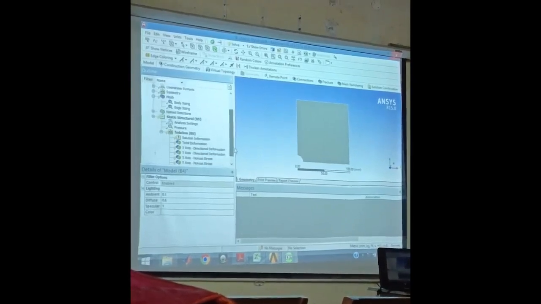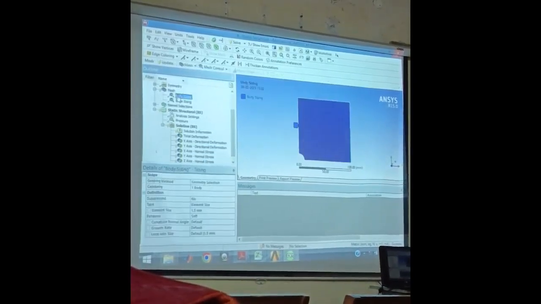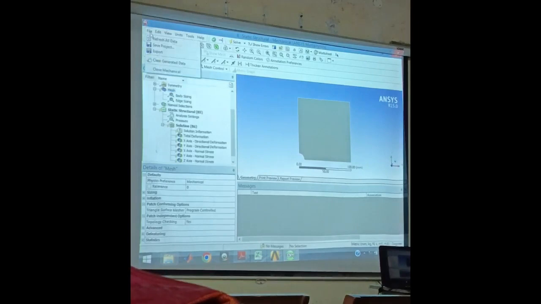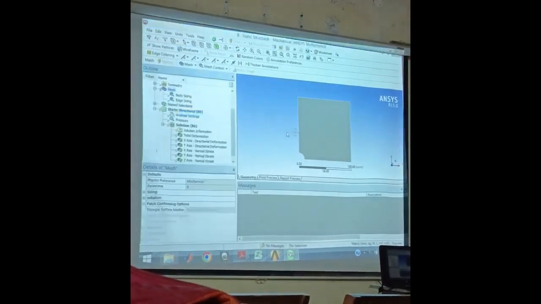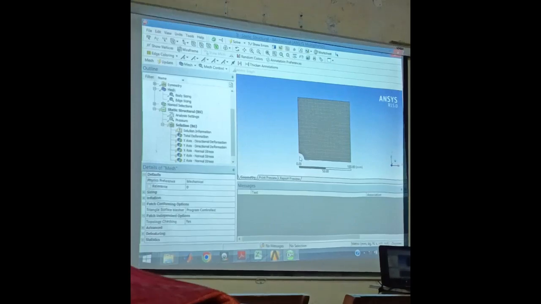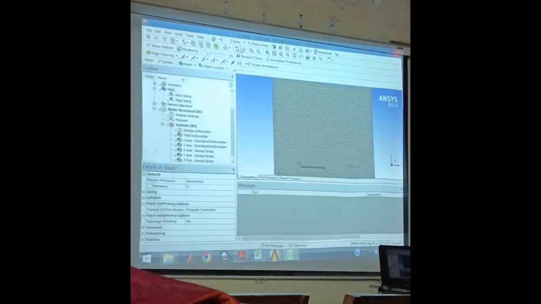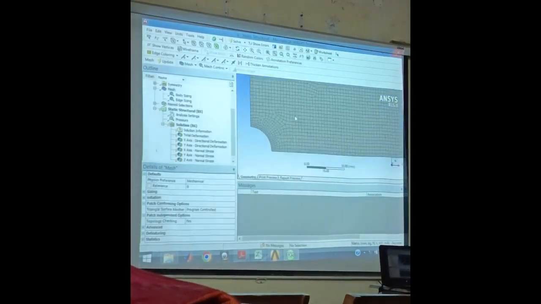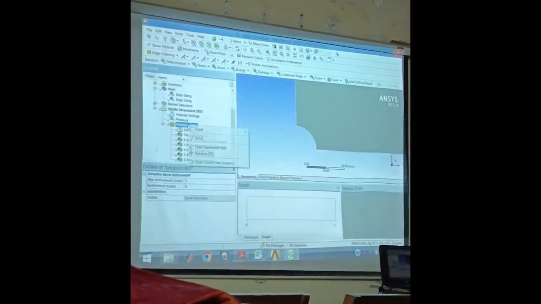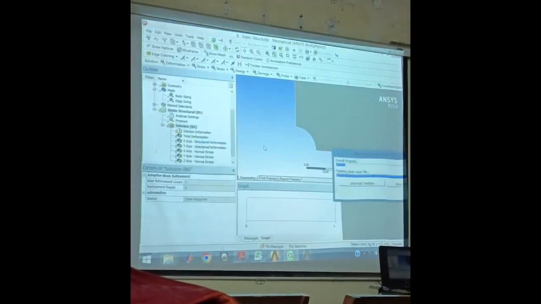1.5 mm, 24. Let me save it. Generate mesh. Okay, maybe this is the mesh. Not bad. Now solve it. This is analogous to an infinite plate.